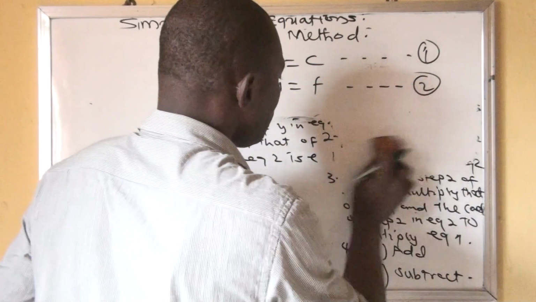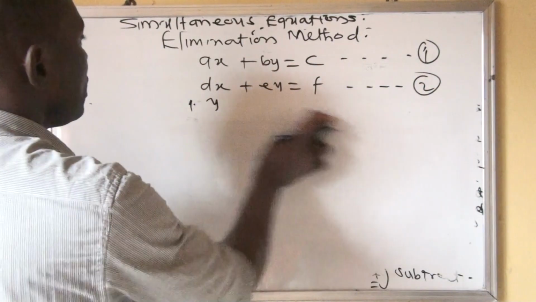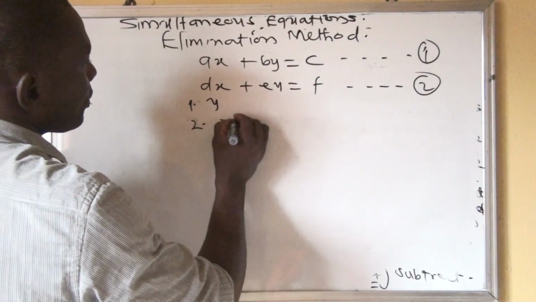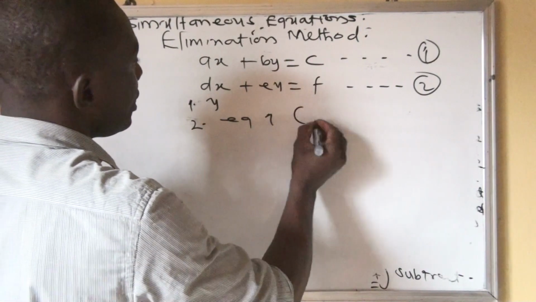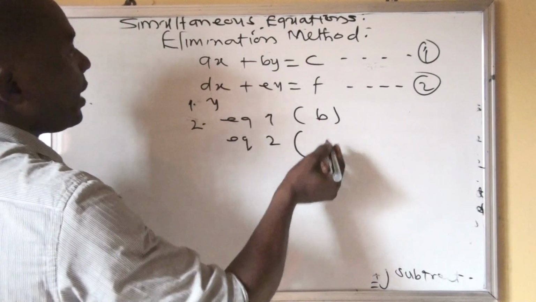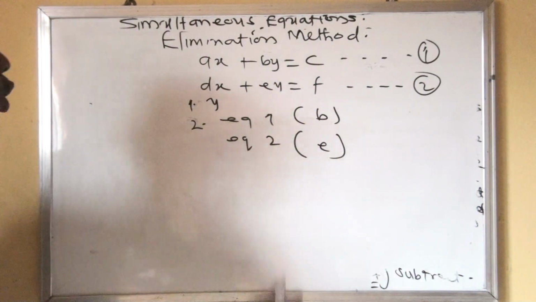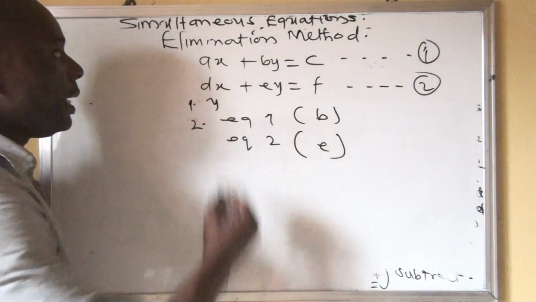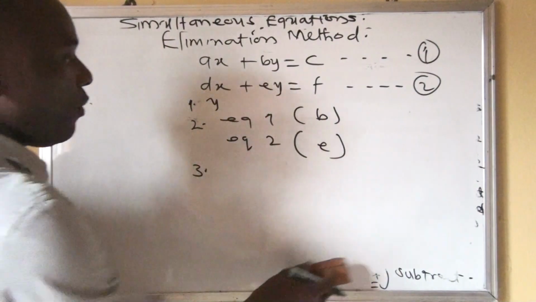Okay. So the coefficient of Y, let me write it. In equation 1, the coefficient of y here is b. Then in equation 2, the coefficient of y there is e. That's the step 2 we need to do here. So the coefficient, like I said, is a number that multiplies, a constant that multiplies an unknown in an equation.